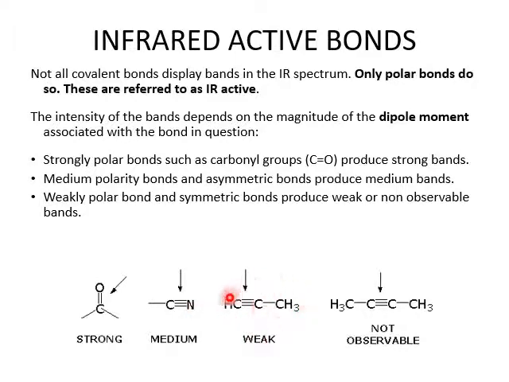But for a triple C≡N bond, the polarity is medium, so the IR spectrum will be medium. But for these triple carbon bonds, the polarity is less and weak, so we will have a weak IR spectrum. But for a bond like triple carbon-carbon in this compound, because it's completely non-polar, we will not see any IR spectrum.